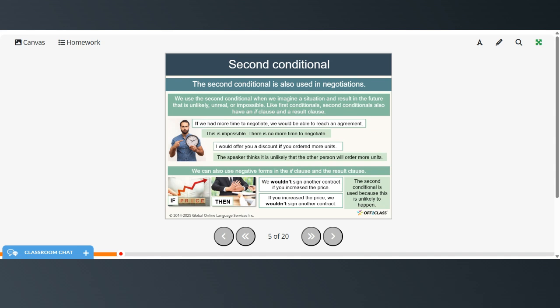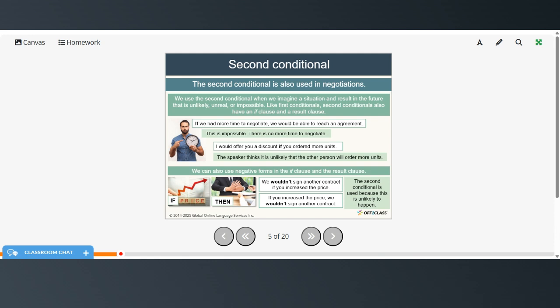Okay, the second conditional is also used in negotiations. We use the second conditional when we imagine a situation and result in the future that is unlikely, unreal, or impossible. Like first conditionals, second conditionals also have an if clause and a result clause. Here's some examples. If we had more time to negotiate, we would be able to reach an agreement. But the if statement is impossible. There is no more time to negotiate. I would offer you a discount if you ordered more units. So the speaker thinks it is unlikely that the other person will order more units.